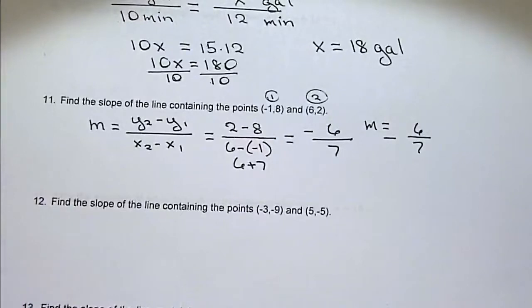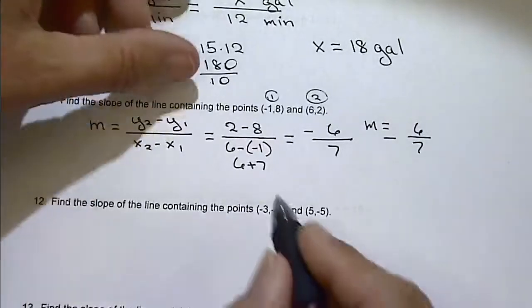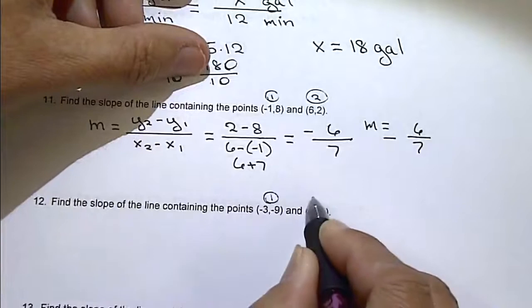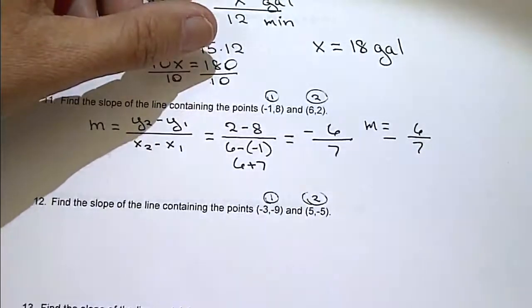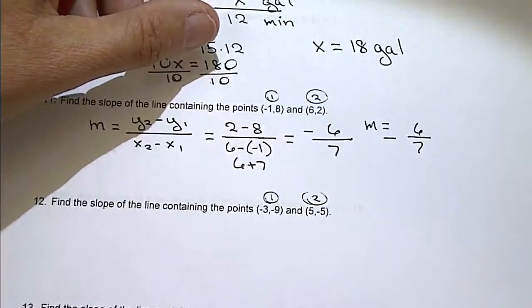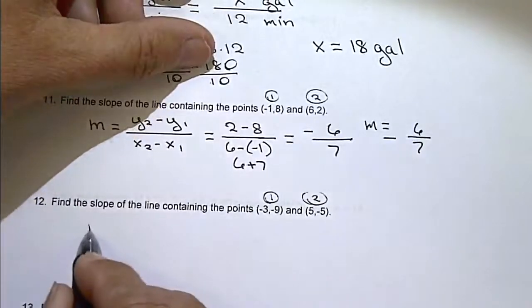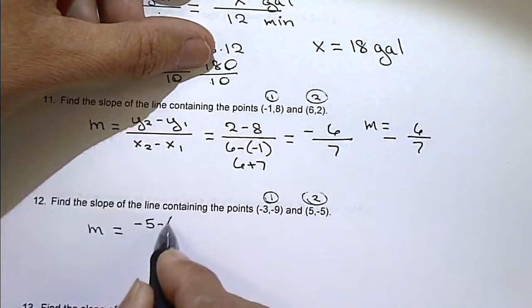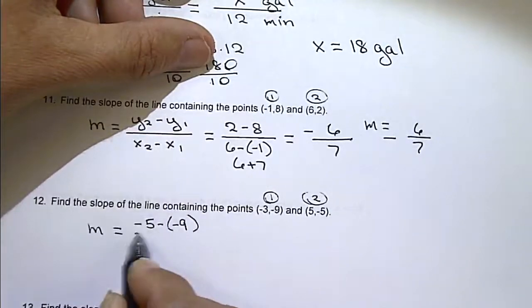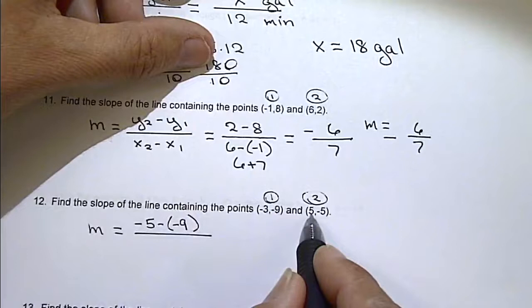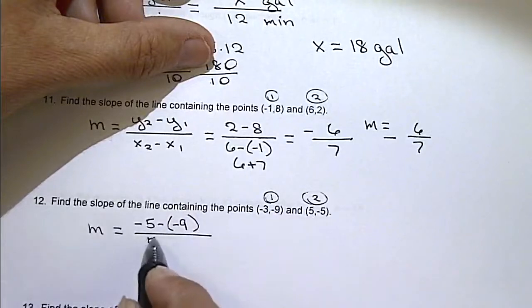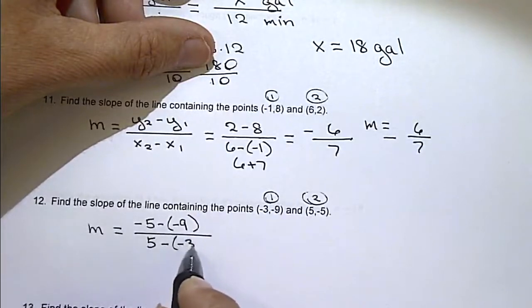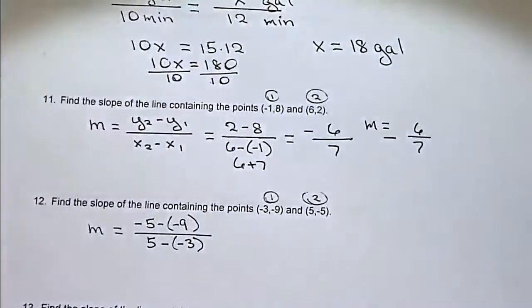Okay, we want the slope of another line. It has these two points. Well, it doesn't matter which one you call 1 and which one you call 2. The important thing is that you're consistent when you insert those points, the coordinates. So I'm going to start with the second one, negative 5 minus negative 9. And then I'll start with the second one again, 5 minus negative 3. And then I check. I always check it because I plug these things in wrong about a third of the time.